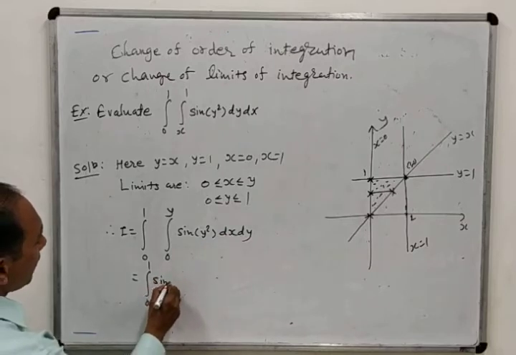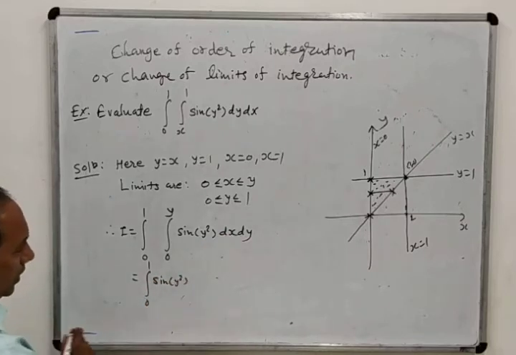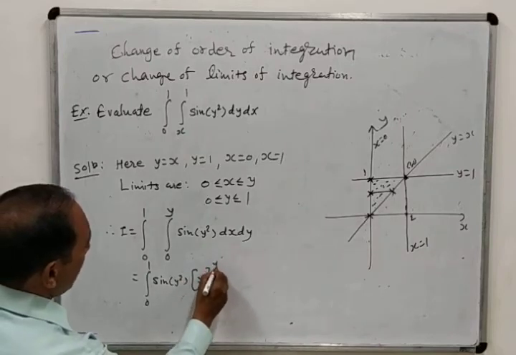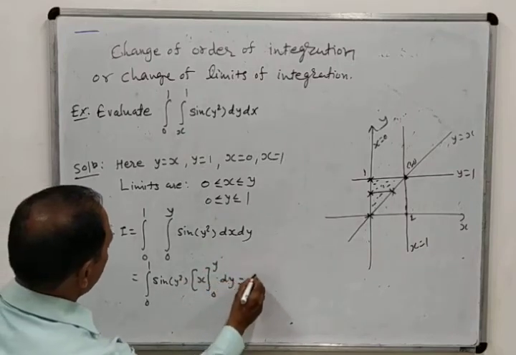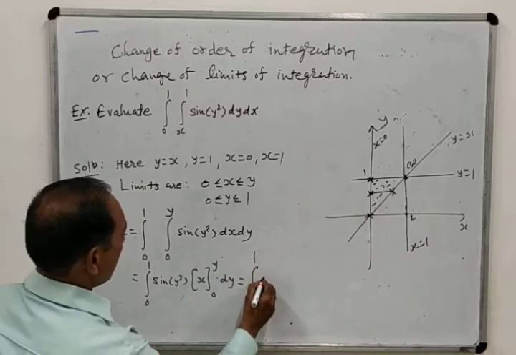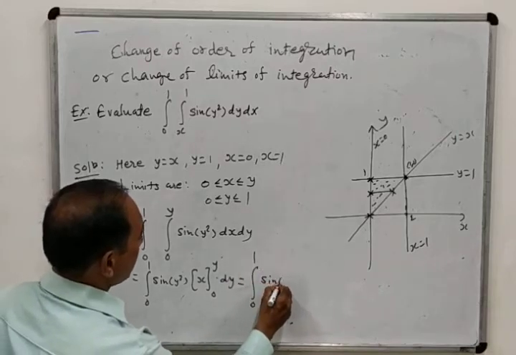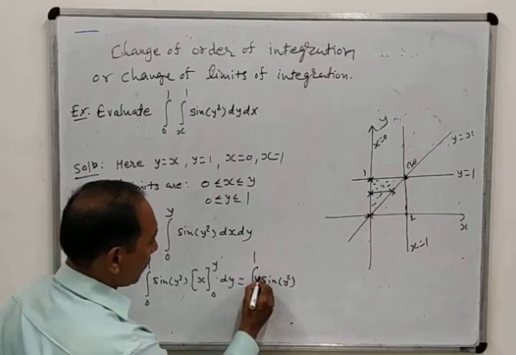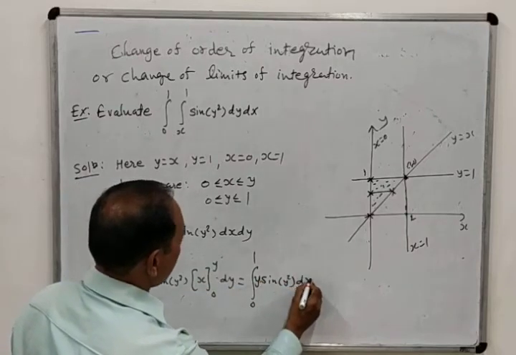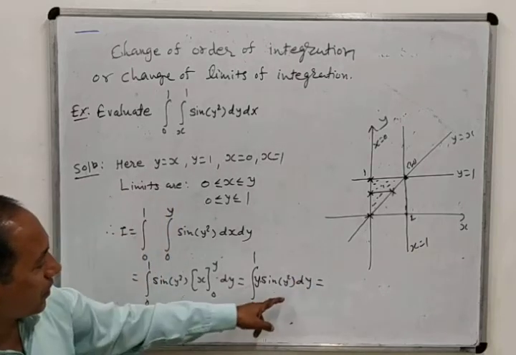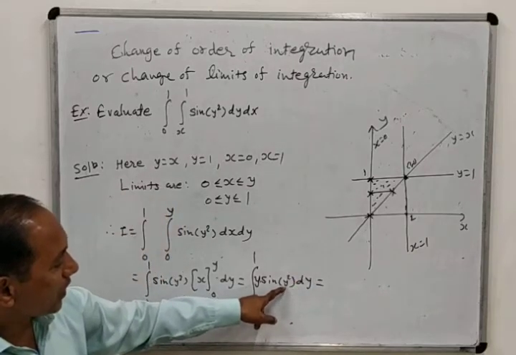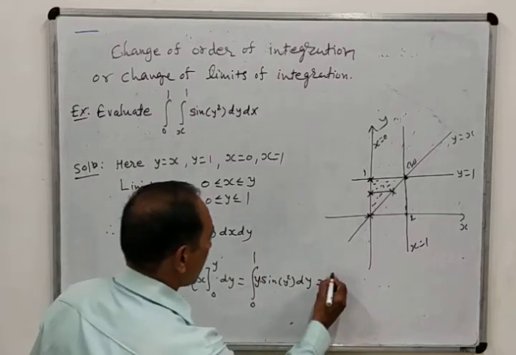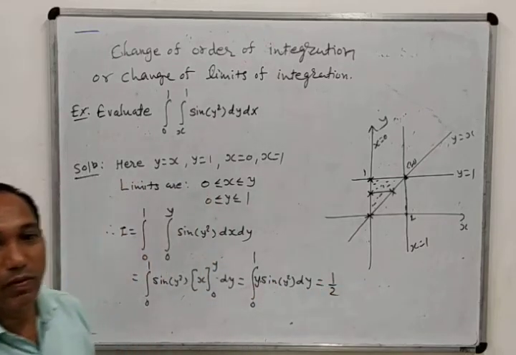Here sin y square is constant, so we will take it outside. And only dx. So dx has the integration x from 0 to y, dy. So now 0 to 1, this is sine of y square, and this is y minus 0. So I will write down y over here, y into dy. So now the integration with respect to dy is possible because the derivative of y square is 2y and y is already there. 2 is not there, but we will write 1/2 here to adjust the constant.